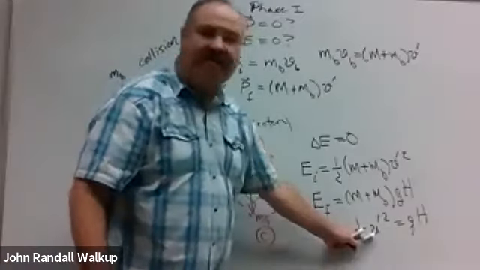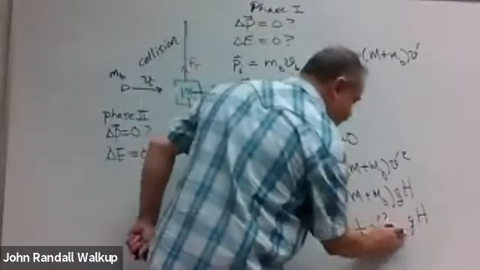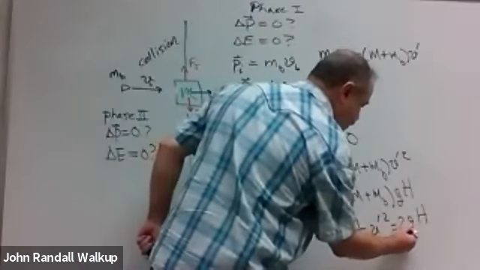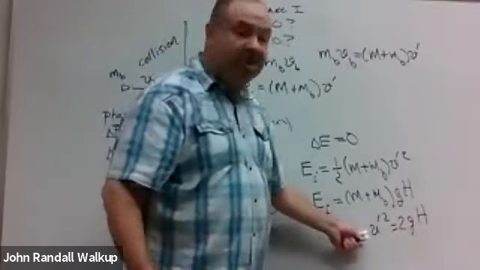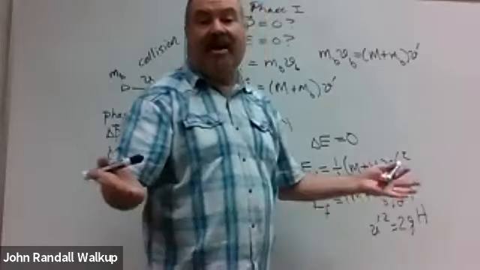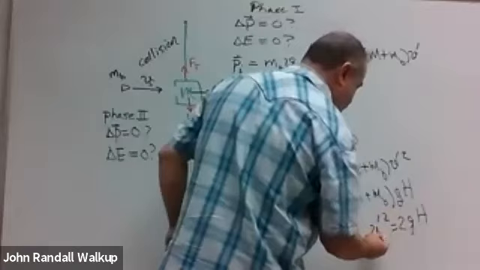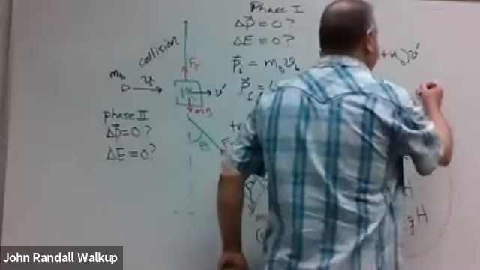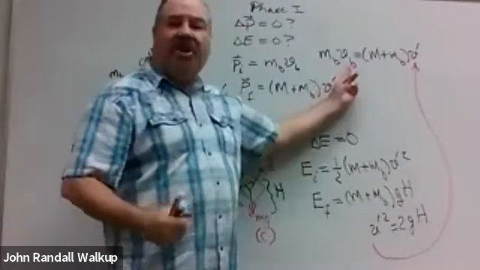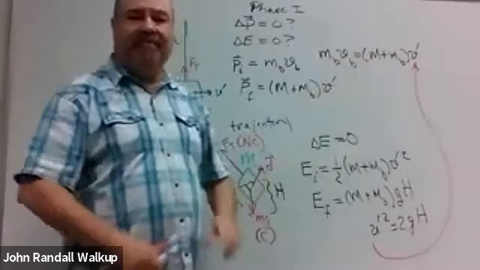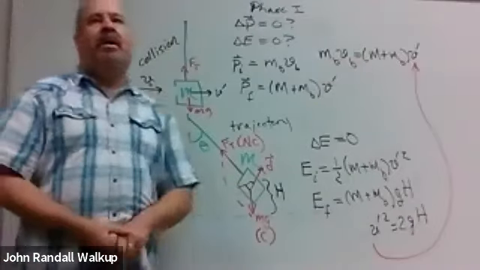And now I can find V prime. Multiply both sides by 2. Take the square root to get V prime. And then I can substitute V prime and solve for V sub B.